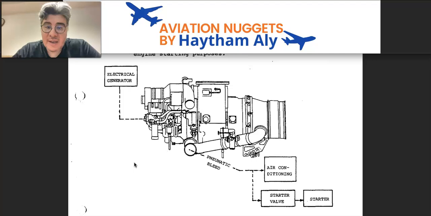The APU supplies the aircraft with electrical power thanks to the electrical generator on the gearbox. It also supplies the aircraft with pneumatic and bleed source for air conditioning and engine starting on ground. Okay, everybody? So the APU supplies the aircraft with pneumatic and electric power.